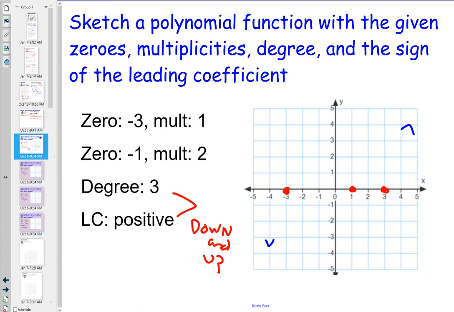Oh, and I put an extra one, didn't I? It's not in this one. Sorry, I misread it. I saw that 3 that's thrown in. Okay, everybody agree so far?